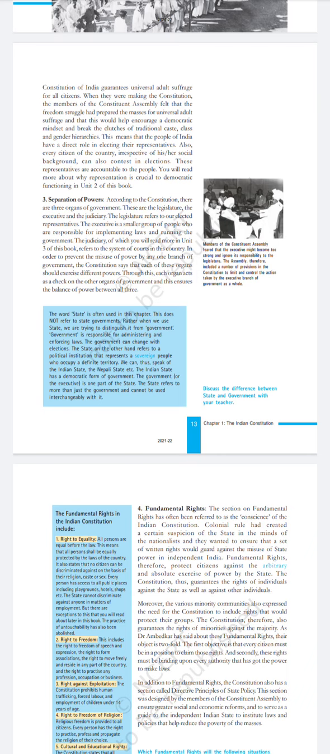The Indian state has a democratic form of government. The government or the executive is one part of the state. The state refers to more than just the government and cannot be used interchangeably with it. Discuss the difference between state and government with your teacher.